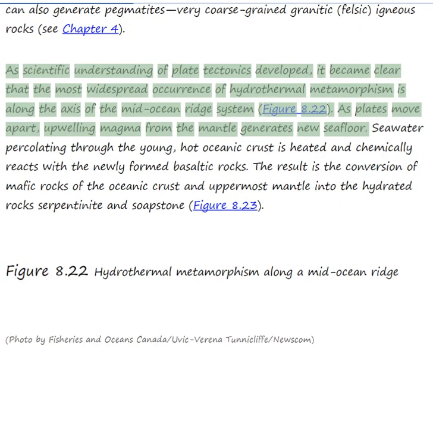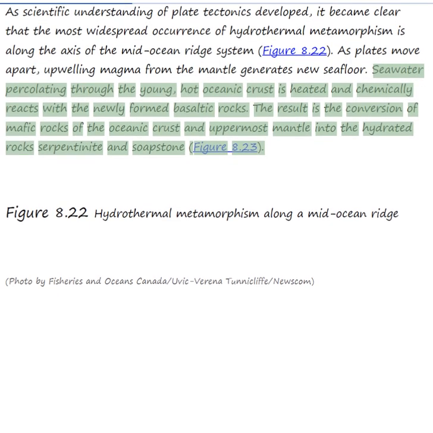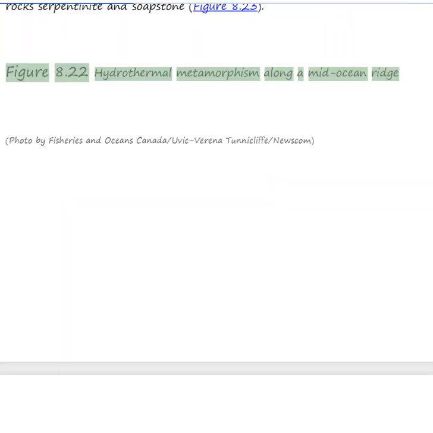As scientific understanding of plate tectonics developed, it became clear that the most widespread occurrence of hydrothermal metamorphism is along the axis of the mid-ocean ridge system. As plates move apart, upwelling magma from the mantle generates new seafloor. Seawater percolating through the young, hot oceanic crust is heated and chemically reacts with the newly formed basaltic rocks. The result is the conversion of mafic rocks of the oceanic crust and uppermost mantle into the hydrated rocks serpentinite and soapstone. Figure 8.22 Hydrothermal metamorphism along a mid-ocean ridge.